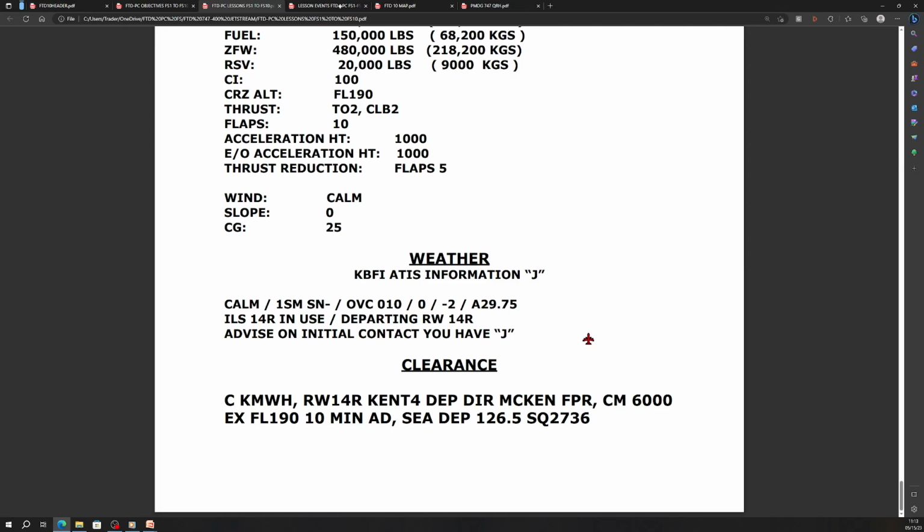And then, of course, we'll have the static run-up that we've done a couple of times now prior to takeoff, which for the GE engines is 60% N1 for 30 seconds, and then take off.